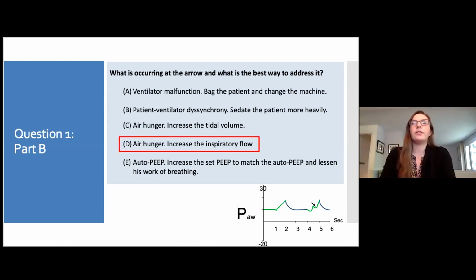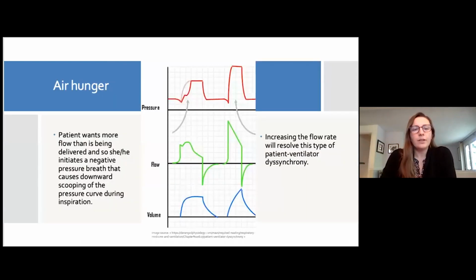So the correct answer is D, air hunger, and you should increase the inspiratory flow. So let's first talk about air hunger. Air hunger occurs when the patient wants more flow than is being delivered. As you can see in the pressure waveform, which is red at the top of the screen, in the first breath that's delivered here, there's a gray arrow pointing to a downward deflection during that delivered breath. That downward deflection is the patient trying to breathe during the delivered breath.